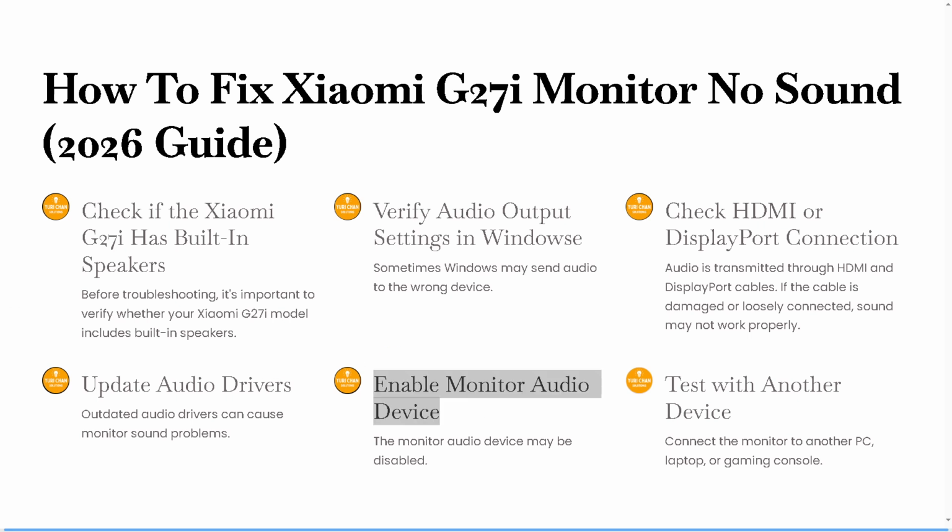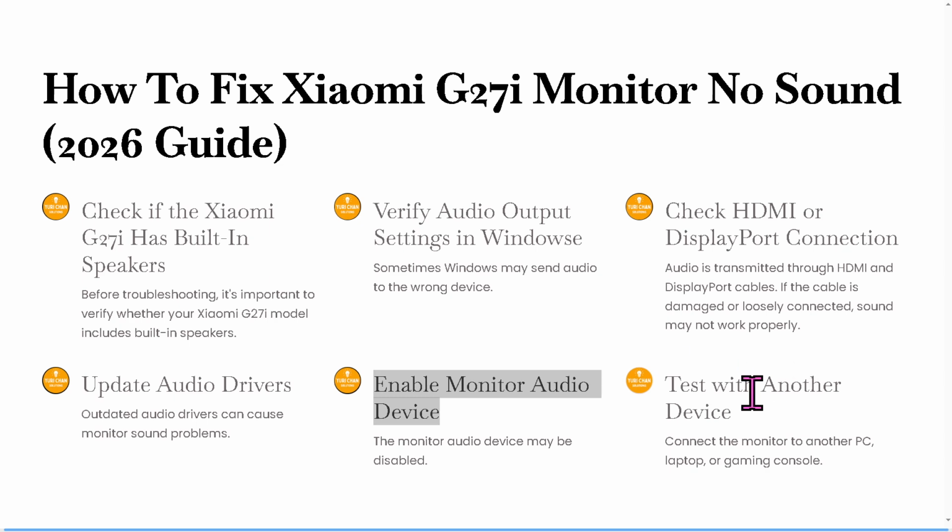After that, you need to enable the monitor audio device. The monitor audio device may be disabled. To know that, you need to open the Control Panel, select Sound, go to the Playback tab and locate your monitor's audio device. Right-click on it and choose Enable if it's disabled. Set it as the default device.